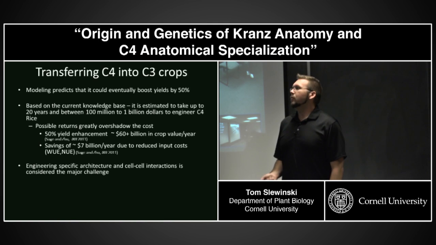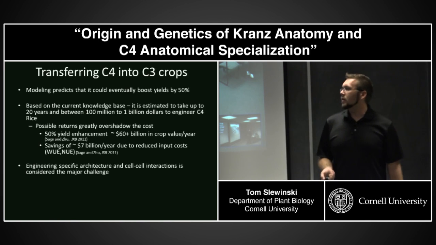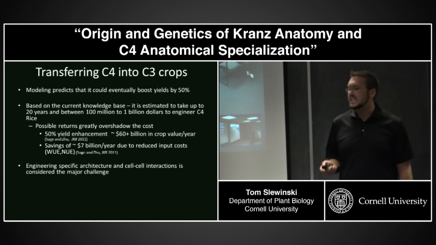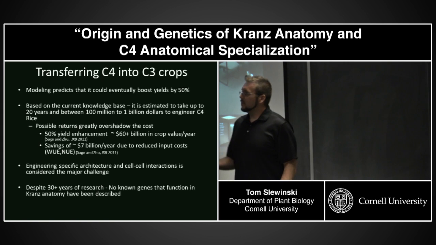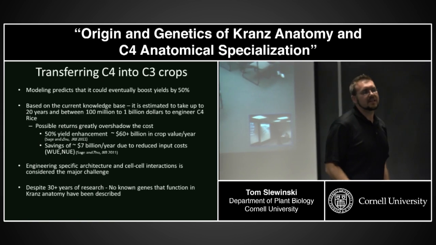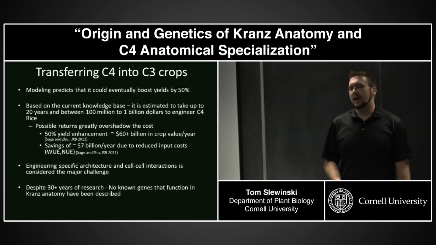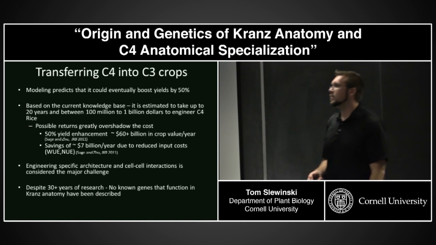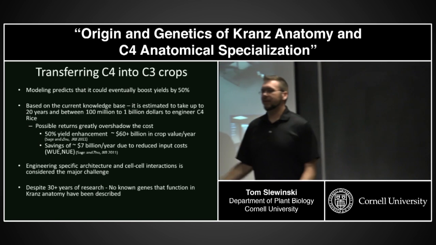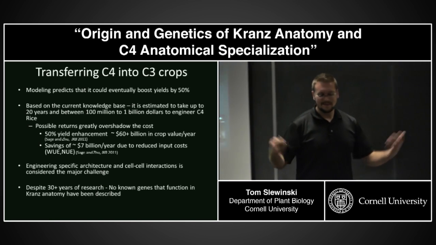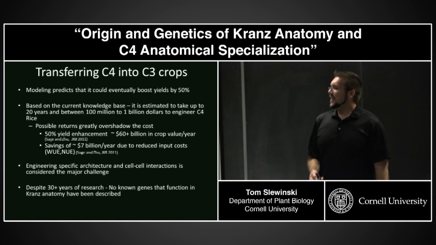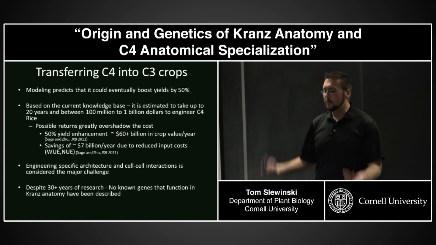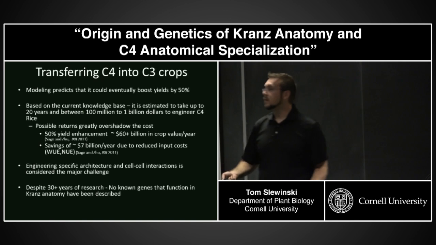The big problem so far is engineering the specific architecture and the cell-cell interactions that are needed for C4. So it was not understood at this point, because despite 30 years of research, there are no known genes identified that function in Kranz anatomy and setting up the C4 anatomical traits. So this is where I started on the project, and this is what was given to me as a large task ahead. So I wanted to know, well, how did nature do it to begin with? How did it evolve? Maybe that'll give me a blueprint for how you could engineer it.